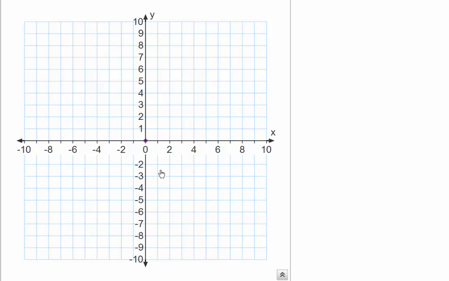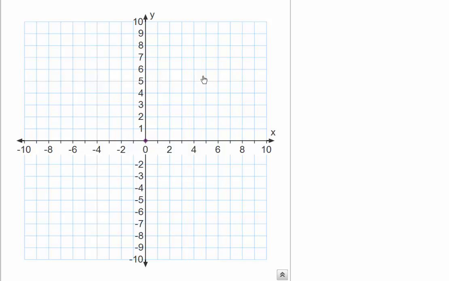This point divides the coordinate plane into 4 quadrants. Quadrant 1, Quadrant 2, Quadrant 3, and Quadrant 4.